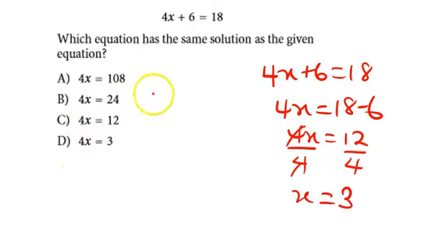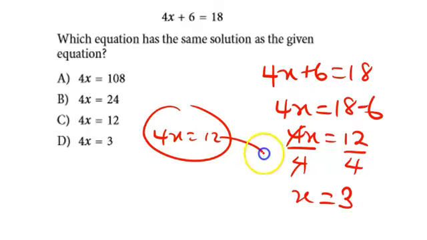So we go through the answers. So this, we have 4x is equal to 12. I mean, this is the same as that. So the answer is C.